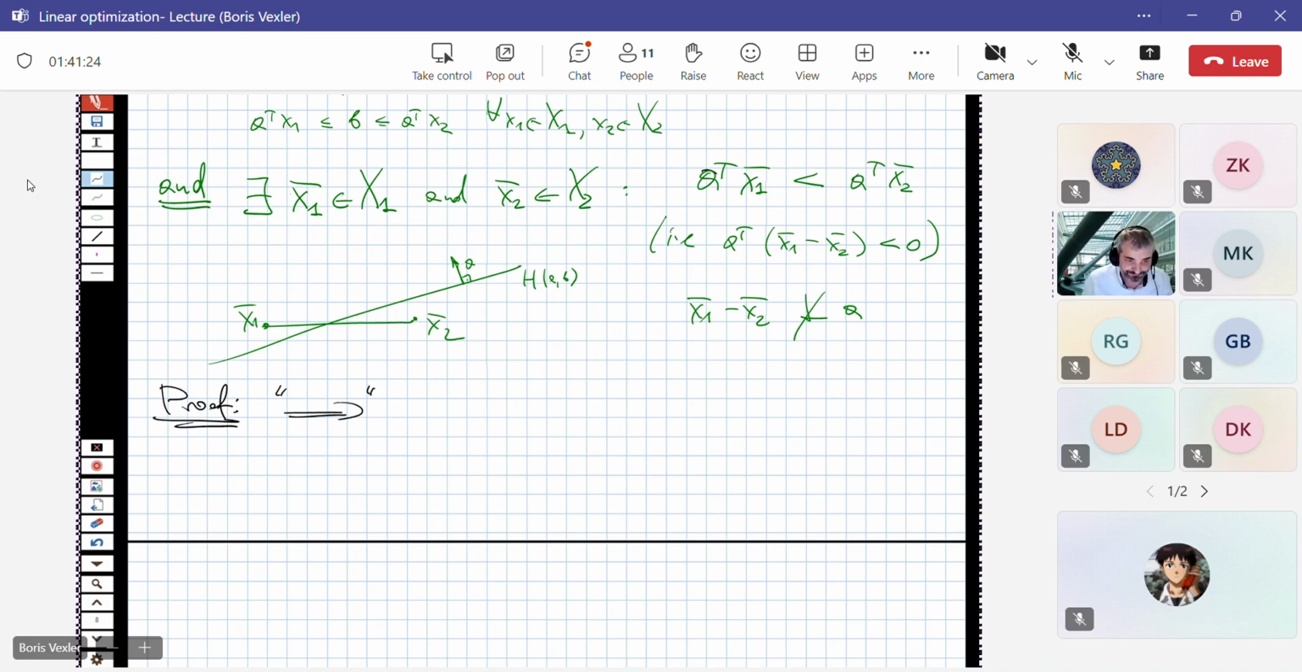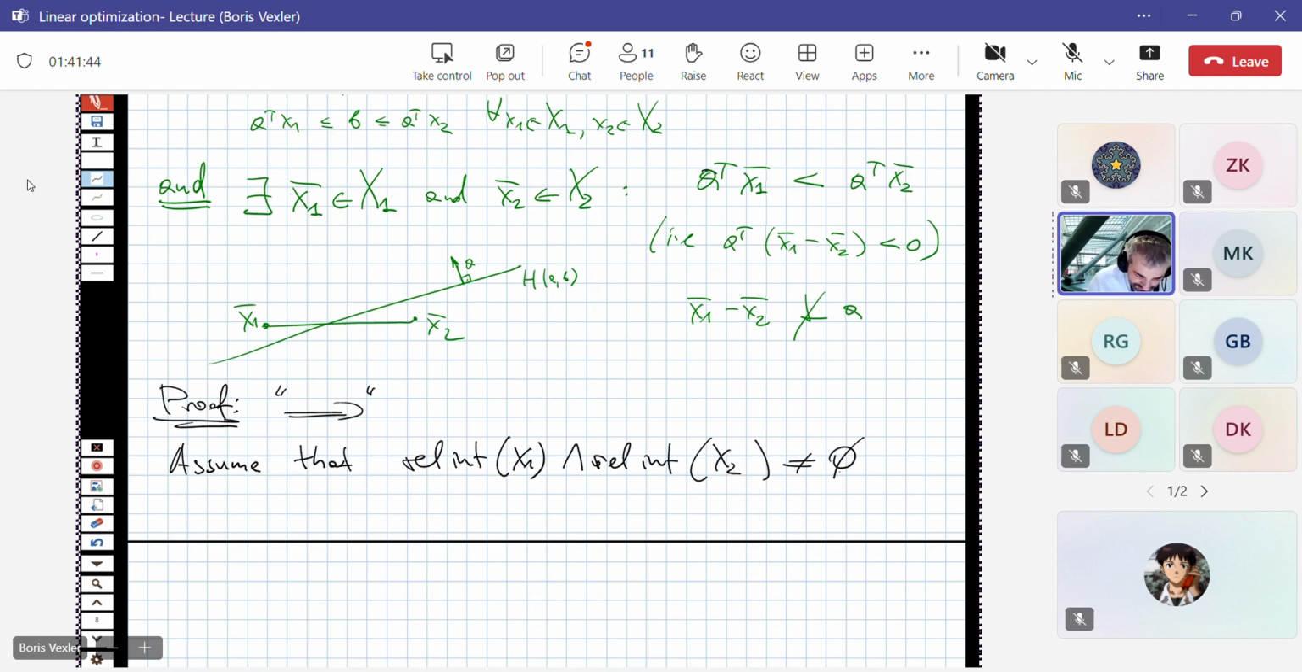Okay, they make the proof by contradiction. They assume that the relative interior of x1 intersected with the relative interior of x2 is not empty. And again, as I told you, in some places of proofs they need a kind of idea, but often many steps are just precisely using definitions of what we know.